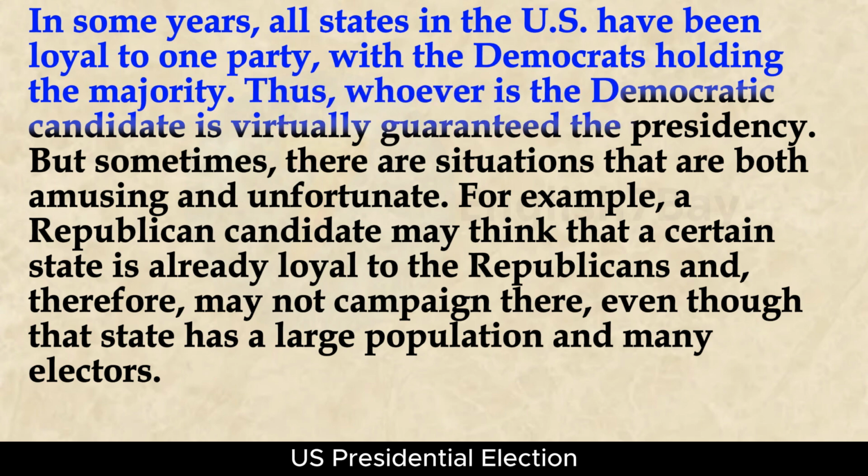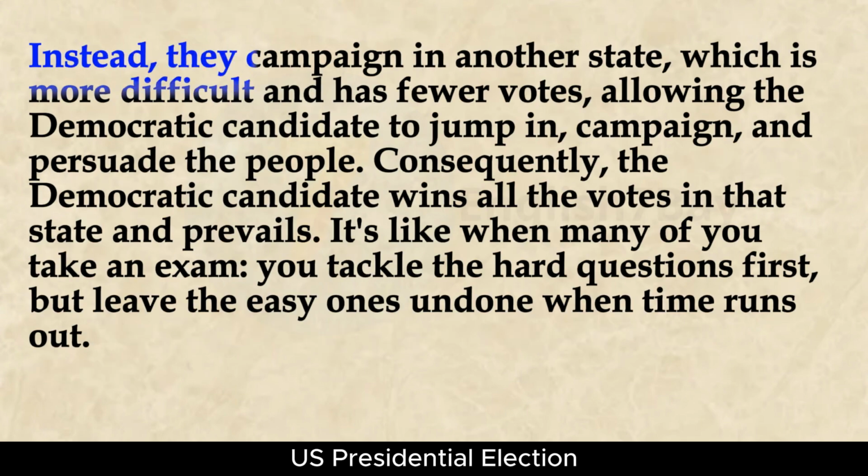Thus, whoever is the Democratic candidate is virtually guaranteed the presidency. But sometimes there are situations that are both amusing and unfortunate. For example, a Republican candidate may think that a certain state is already loyal to the Republicans and therefore may not campaign there, even though that state has a large population and many electors. Instead, they campaign in another state, which is more difficult and has fewer votes, allowing the Democratic candidate to jump in, campaign, and persuade the people.